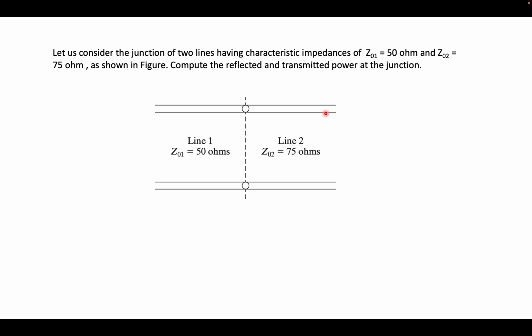So the reflected power is 0.04 of the incident power. So reflected power is how much? 0.04 of incident power. Suppose I take the incident power as Pi, then 0.04 Pi equals the reflected power PR. And the transmitted power is 1 minus 0.04 of it.